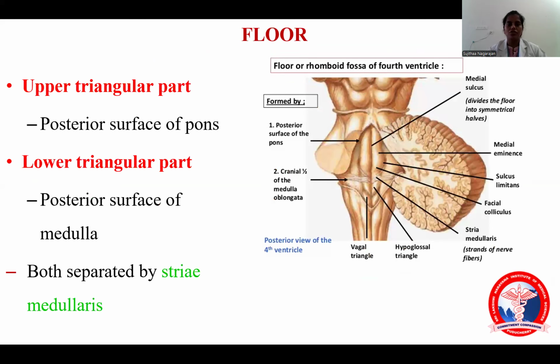Now the floor has an upper triangular part and a lower triangular part. So the rhomboid fossa is divided into an upper triangular part and a lower triangular part. The upper triangular part is formed by the posterior surface of the pons. The lower triangular part is formed by the posterior surface of the medulla. So we can see here, this is the posterior surface of the pons, and this is the posterior surface of the medulla. Both are separated by the stria medullaris. That also we can see in this picture.